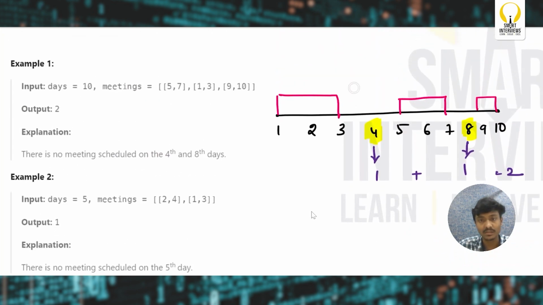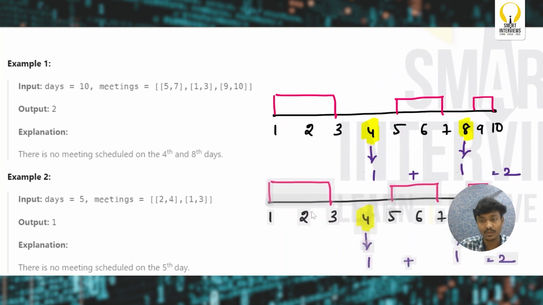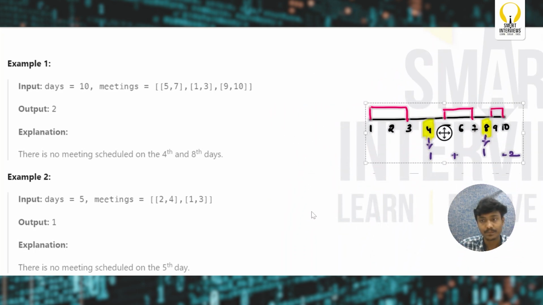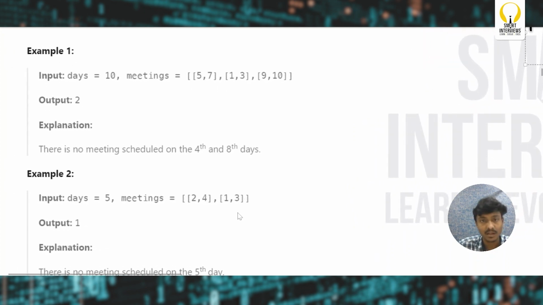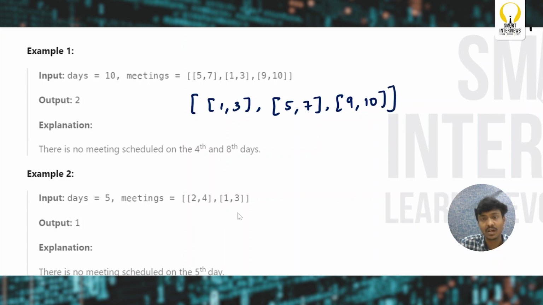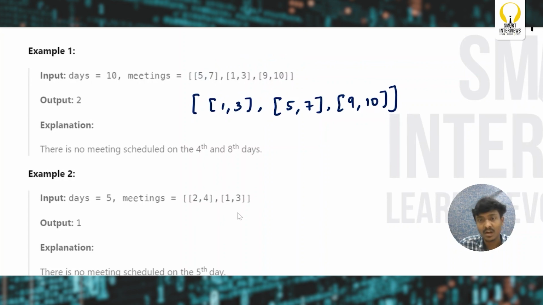So now, what I will do is try to sort the meetings in ascending order of their start time. If I do this, how will the matrix look? It is going to look like 1 comma 3, followed by 5 comma 7, followed by 9 comma 10. So this is how the matrix is going to look after I sort them in ascending order of their start times. But with this, how can we optimize our solution?